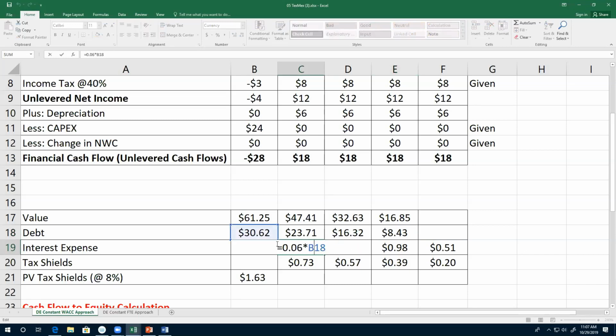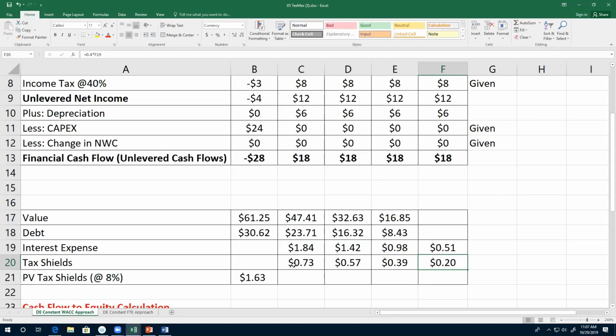So interest expense in the first year is going to be this much. Interest expense in the second year is going to be this much. Third year is going to be this much, and fourth year is going to be this much. So these are my interest expenses for the 4 years of the project. And then I'm calculating the tax shield by simply multiplying my interest expense by the tax rate. So this now tells me how much interest tax shields I'm getting here.